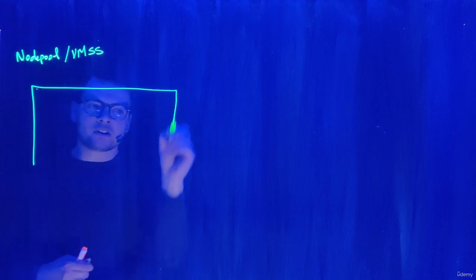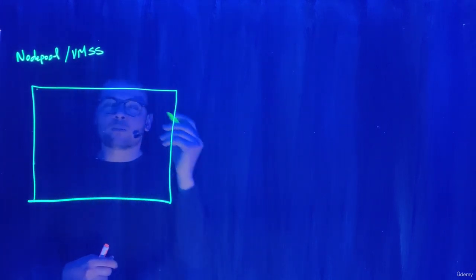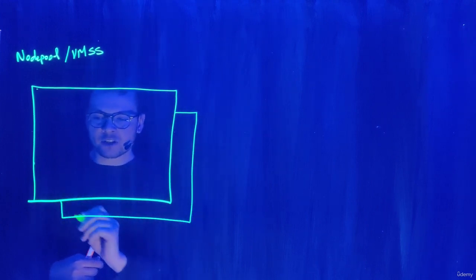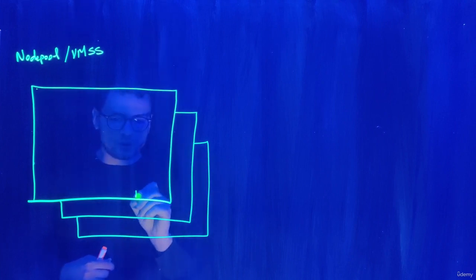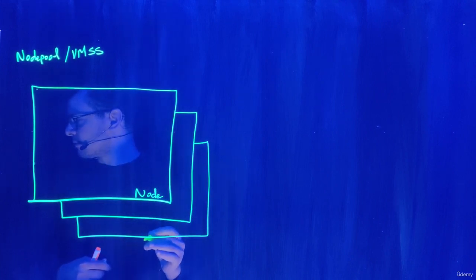And that node pool is a group of virtual machines. So we would have here one or multiple virtual machines. We can also have one or multiple node pools within an AKS cluster, and those VMs will share the same configuration behind. So each one of these is a node in our cluster.